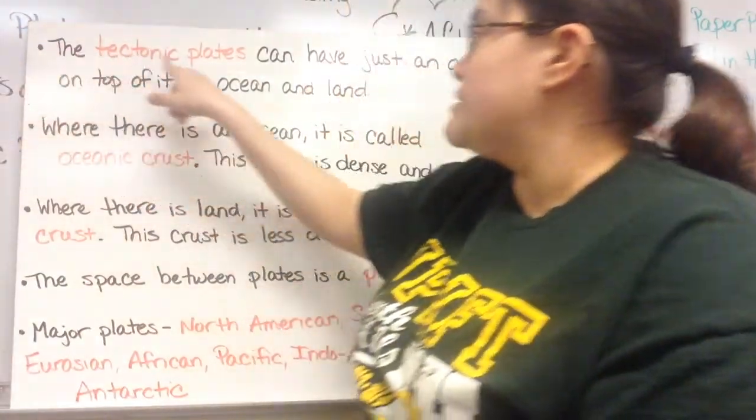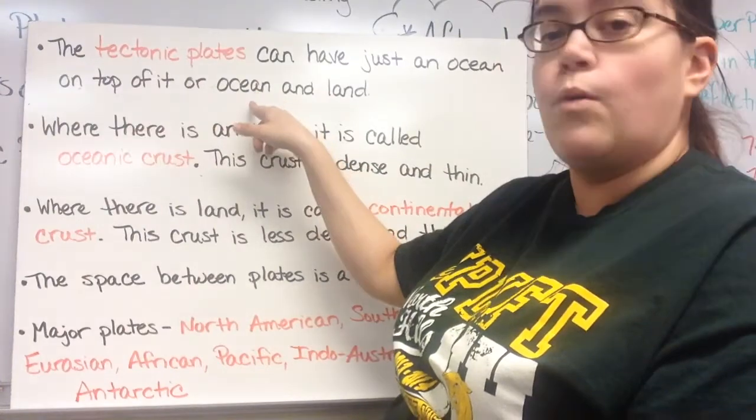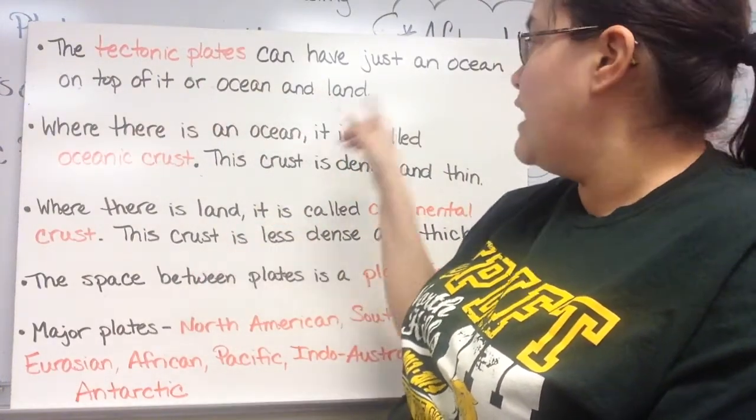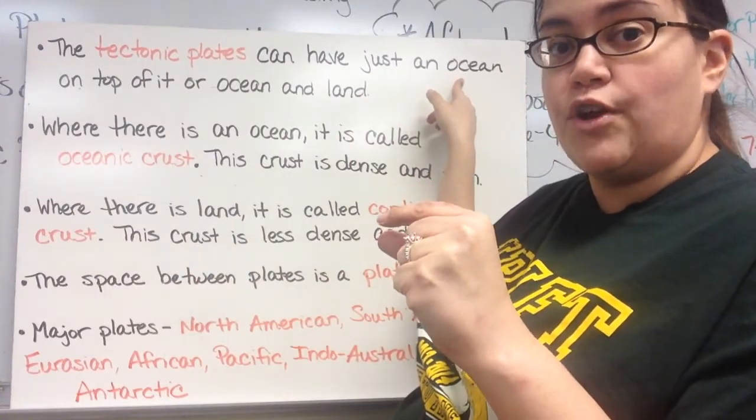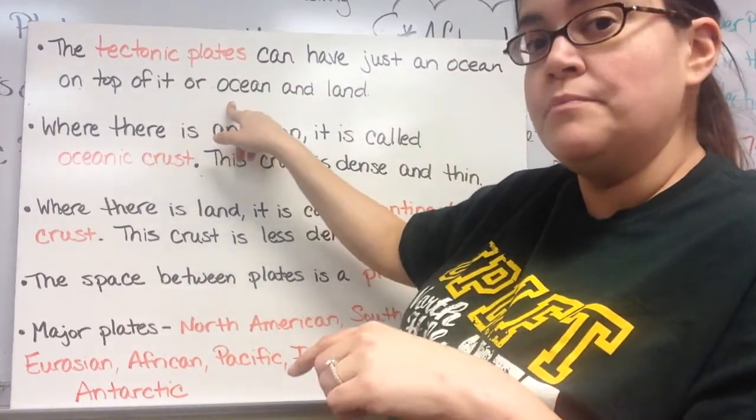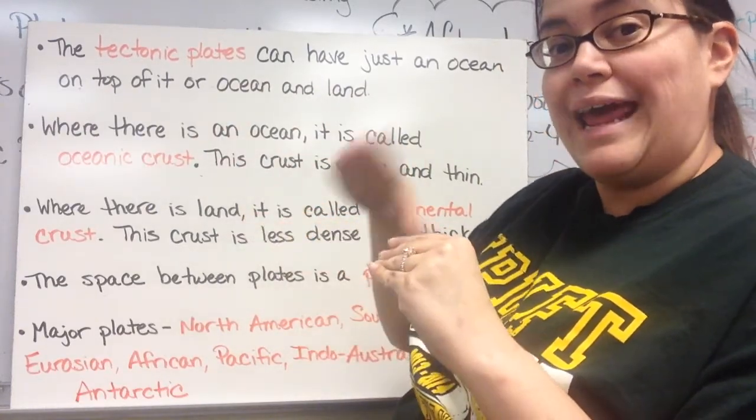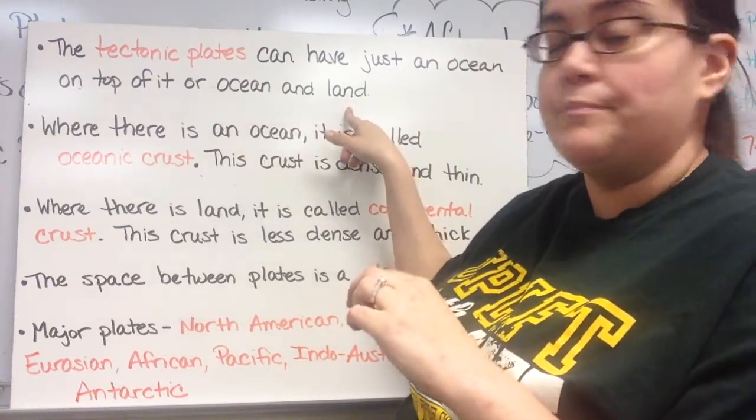Okay, the tectonic plates can have just an ocean on top of them, or they can have ocean and land. It just kind of depends on the thickness. If it's a really thin area of the lithosphere or the crust, then it may just have an ocean. But if it is a tectonic plate that has a thin part and a thick part, then it's going to have ocean and land on top of it.